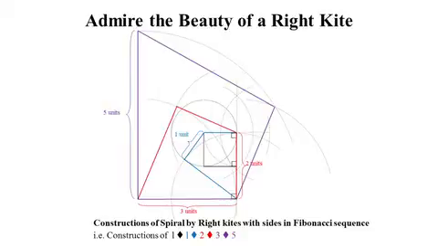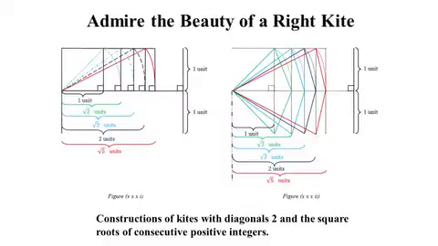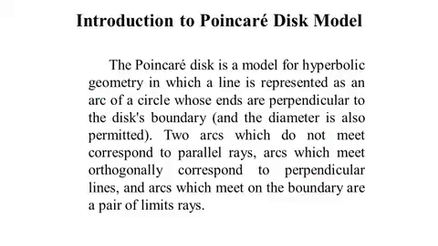So do we. In our project, we admire the beauty of the right kite by constructing a spiral with right kites whose sides are in Fibonacci sequence. And don't forget, we can also change the value of the diagonals. Some other patterns can be formed. Moving on, it's time to talk about its application.